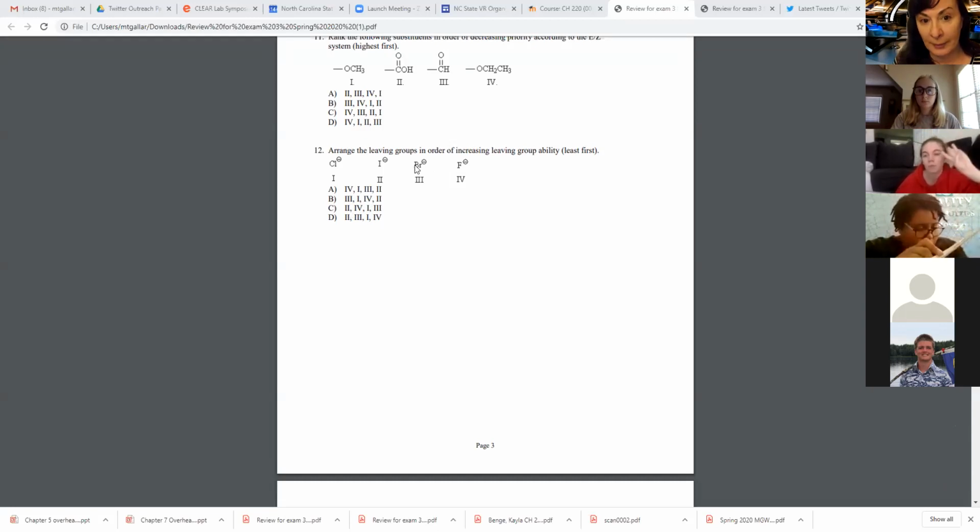Bromine. Bromine is the next best leaving group. Not as big, but still big. Not as electronegative, but still electronegative. And then between fluorine and chlorine, who is a better leaving group? Chlorine. And then who is the worst leaving group in the whole wide world? Fluorine. Okay, fluorine does not leave.